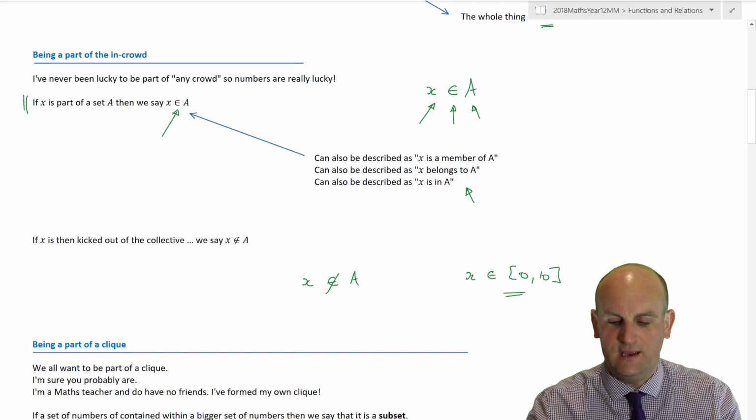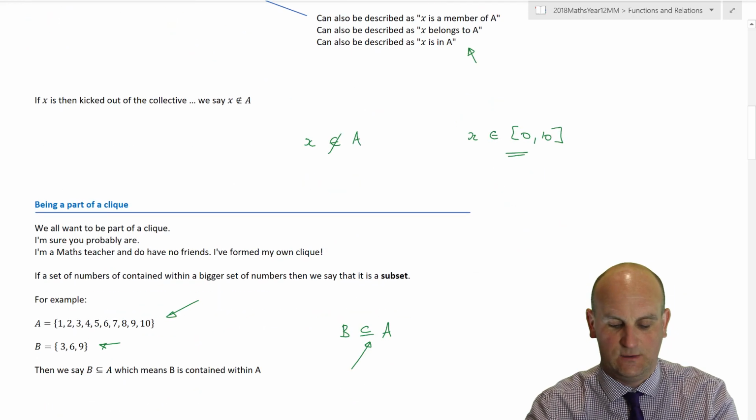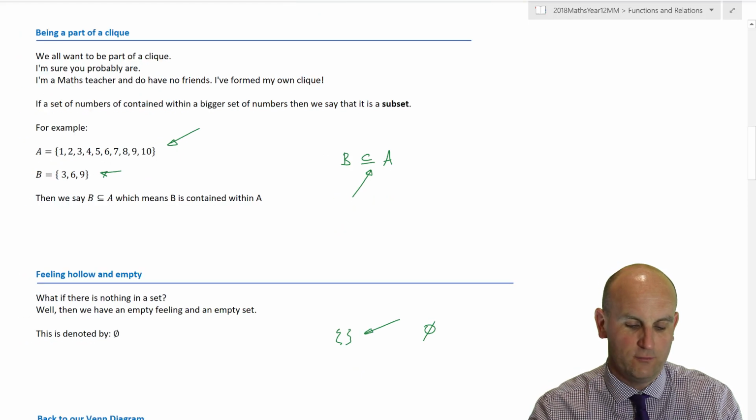We wanted to be part of the in crowd, and we knew that that little E sign had something to do with being a part of, a member of, or belongs to, or is in. See what I did there? I'm part of a clique. I'm a maths teacher. Don't tell everyone out there because I've already got no social life.